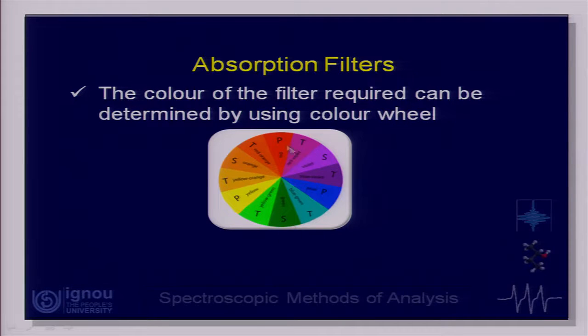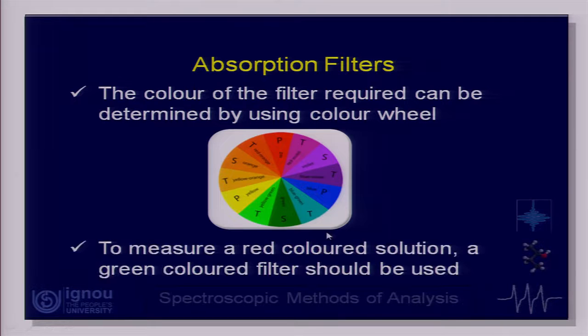Now, from this color wheel, what we see is that suppose I want to make a measurement of a solution which is red colored. To make a measurement of a red color solution, I will be using a filter which is of green coloration. For this coloration, I use this filter. That means, essentially, I use this color wheel to decide which filter to use for a given measurement.